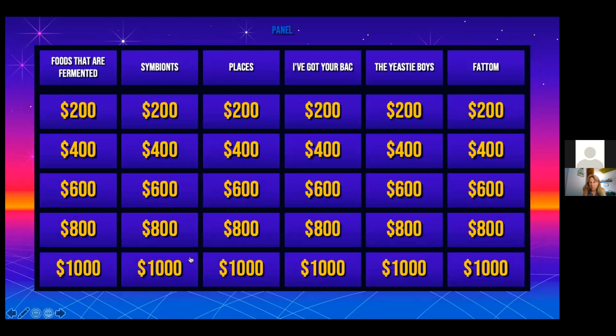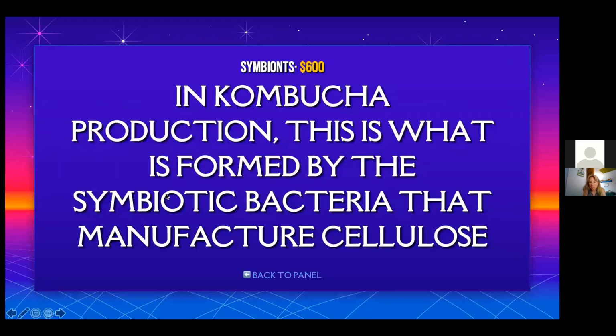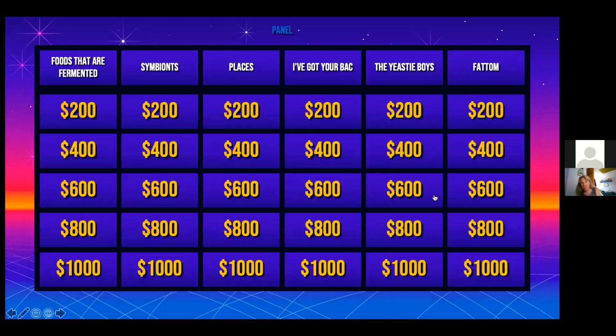Symbionts for 600. In kombucha production, this is what is formed by the symbiotic bacteria that manufacture cellulose. You may have stumped us. Oh, we have SCOBY. Two people, both Adrian and Levi, have said SCOBY. Is that correct? What I was looking for was pellicle. I would have accepted biofilm. SCOBY, as I mentioned, is all of the bacteria, not just the bit that's formed on the top. Fun fact. Okay, Levi, why don't you pick the next topic and amount?